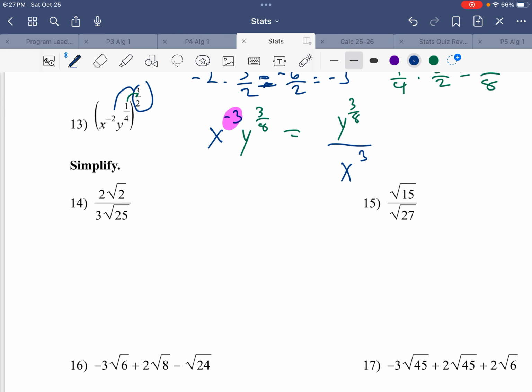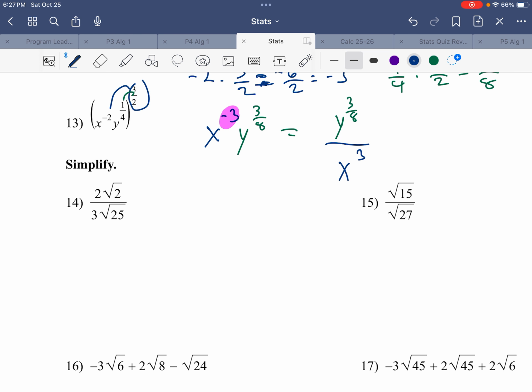For this next one, they're asking us to simplify. I'm going to pause this one here.